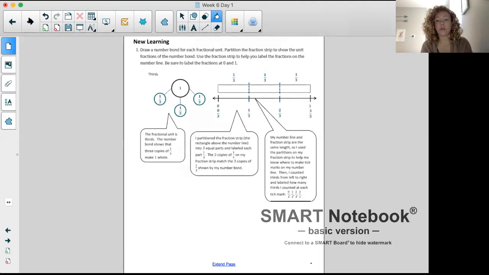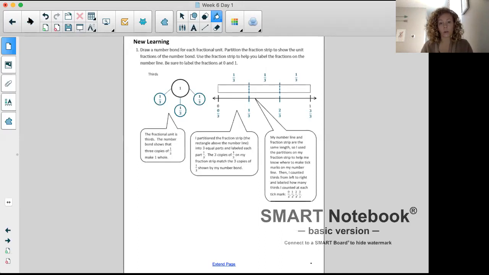Now we have some new learning. Like I said last week, this is somewhat new, but also somewhat a review of what we were doing when we were last together in school. I know it's been a long time since we've been in school, so this might feel new because you might have forgotten it, and that's okay because we're going to go over it together.